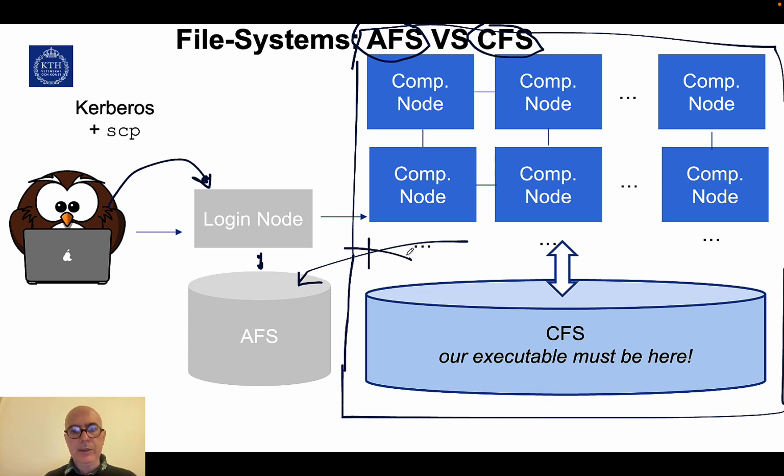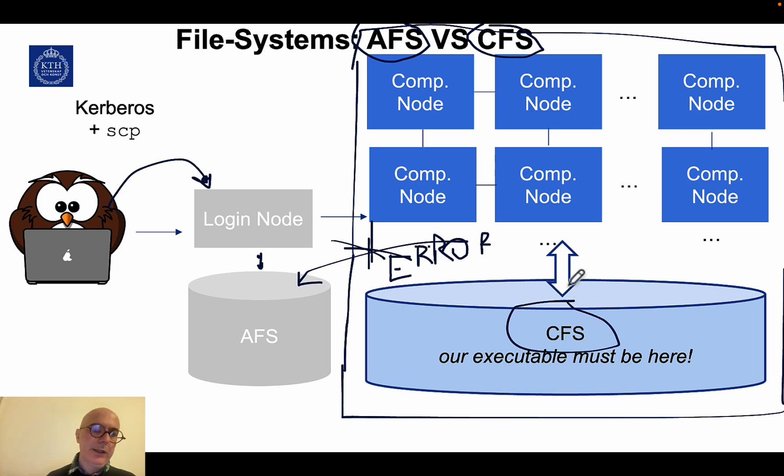That means that if you're running a simulation and you try to write or read an input file, or most importantly try to find the executable on AFS, because you have it only on AFS, you will have an error, right? Because the computing nodes cannot find the executable or the input file. So this is not good. Whenever you run on a supercomputer, your executable must be on CFS.